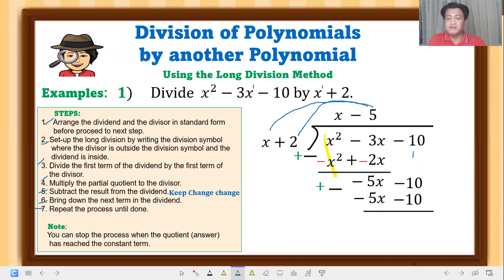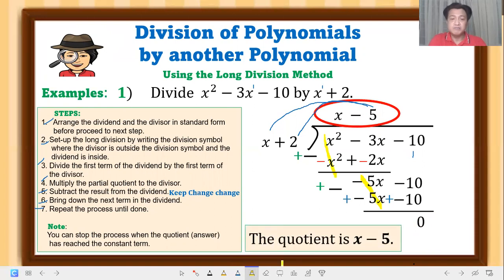Then, combining like terms kapag nagawa na natin yon. What is negative 5x plus positive 5x? Di ba? Nag-reverse na siya. Kaya magiging 0 na yung value nito. Okay, remember? And what is negative 10 plus positive 10, di ba? Nag-change tayo kaya magiging 0 din po siya. Ibig sabihin, ang remainder natin dito ay 0. Kaya ano yung quotient natin dito? Okay, so yan yung quotient natin. We have x minus 5. That is now the quotient of the given example number 1.